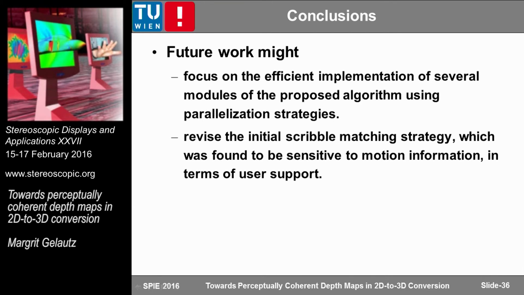So what we might take a look at in the future, what we haven't done so far, is we didn't care about the efficiency of the implementation, so there's clearly room for improvement in this aspect. And also regarding the initial scribble matching strategy, which I didn't cover in detail, there is some possibility for improvement in terms of additional user support.